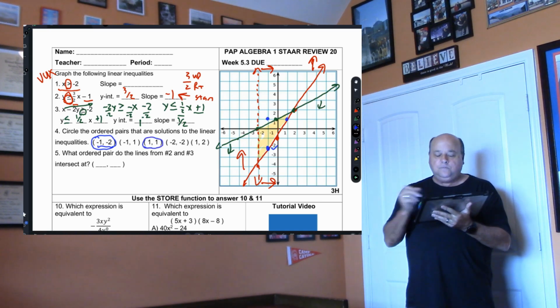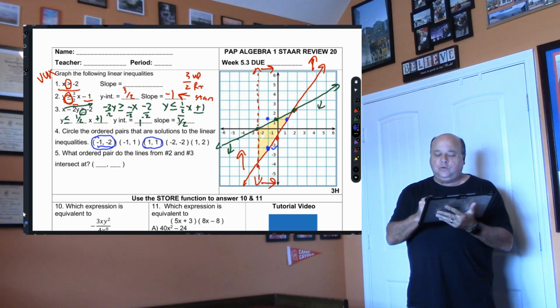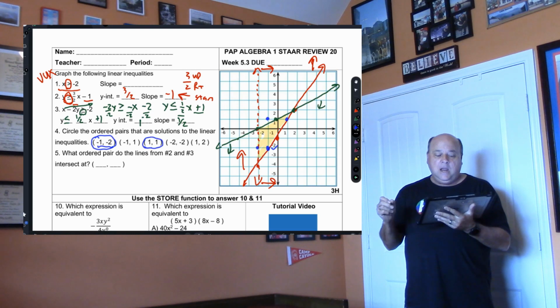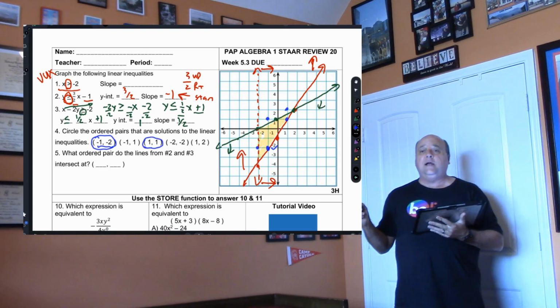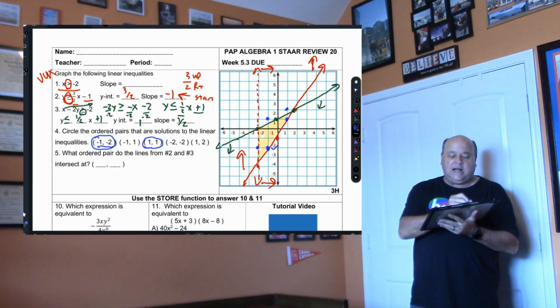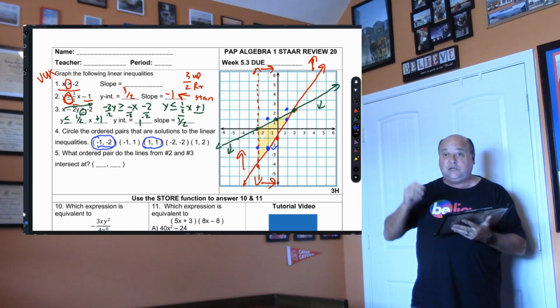This one works. Negative 2 is right here. It's on the dashed line, so it won't work. And then 1, comma 2. Right 1, up 2. That's above it. It will not work. If you put these dots in these inequalities, it will say true.